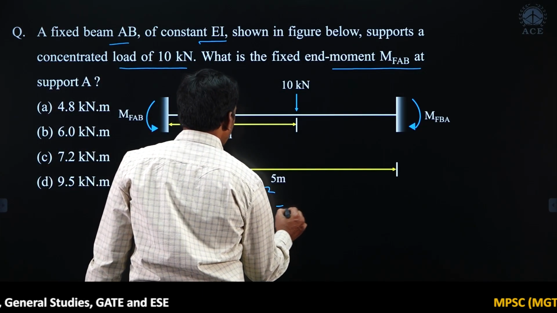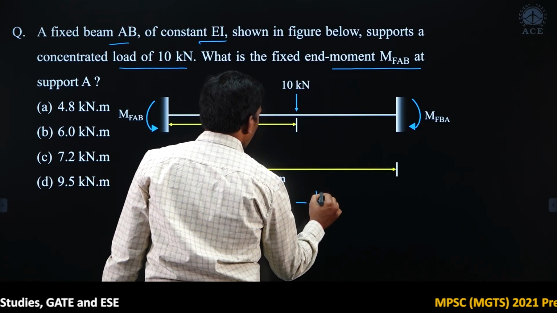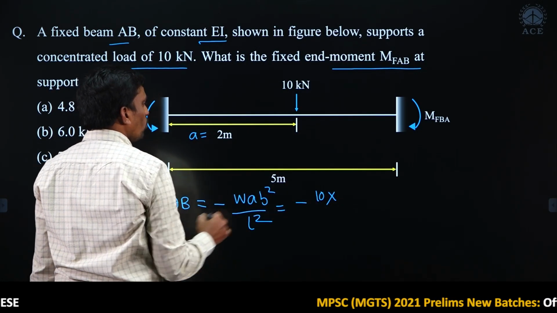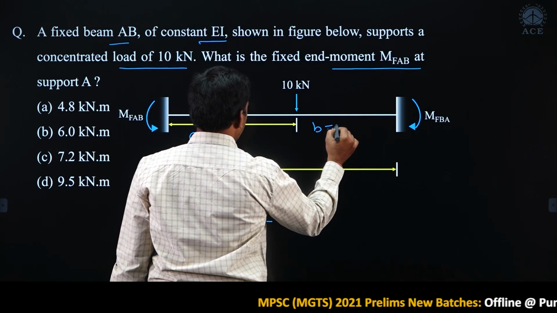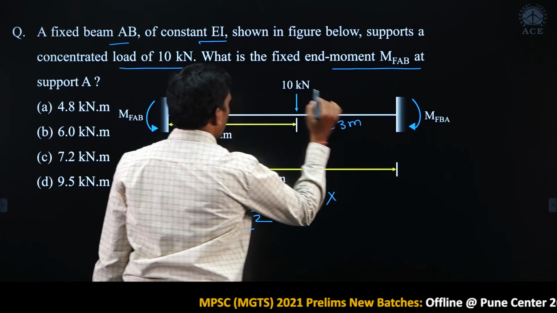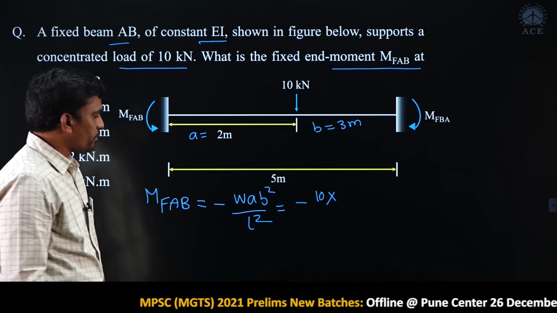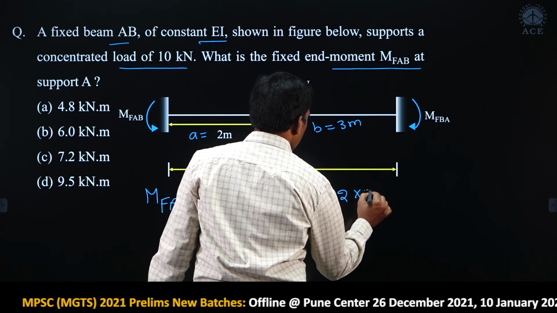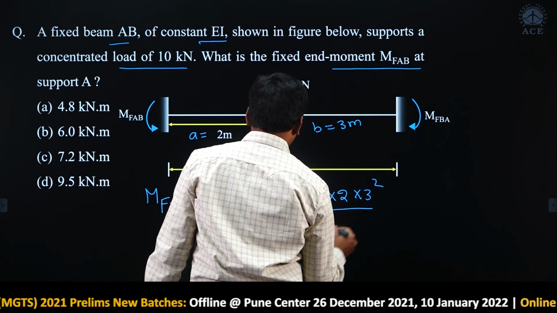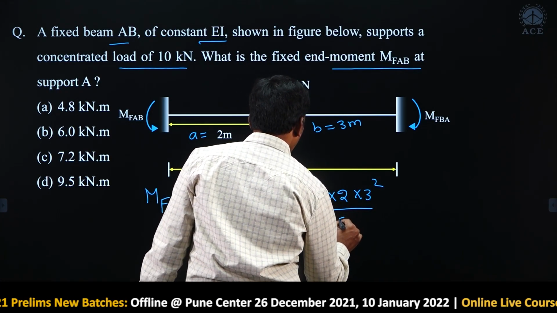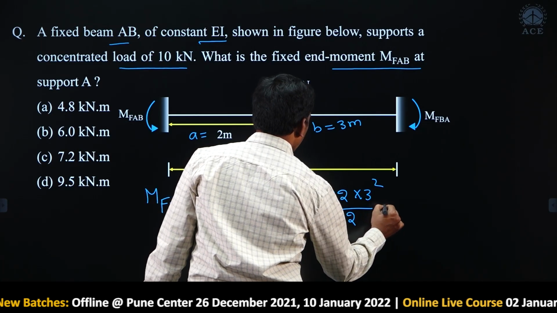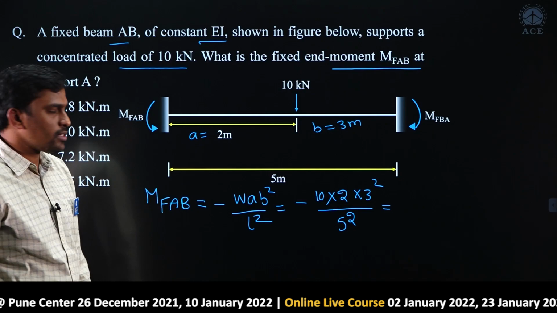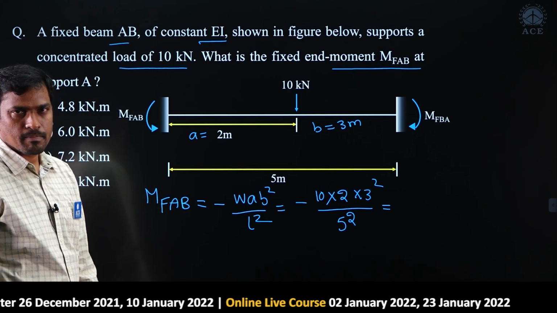So here what is the W value given? 10. What is A here? A is equals to 2 meter and remaining distance B is equals to 3 meter, yes or no, right. B is 3 square and total span is given 5 square, okay. W A B square by L square. So this is the direct formula, right, okay.